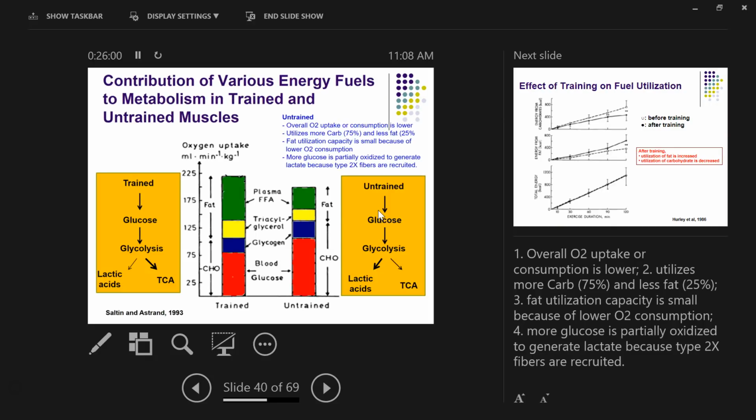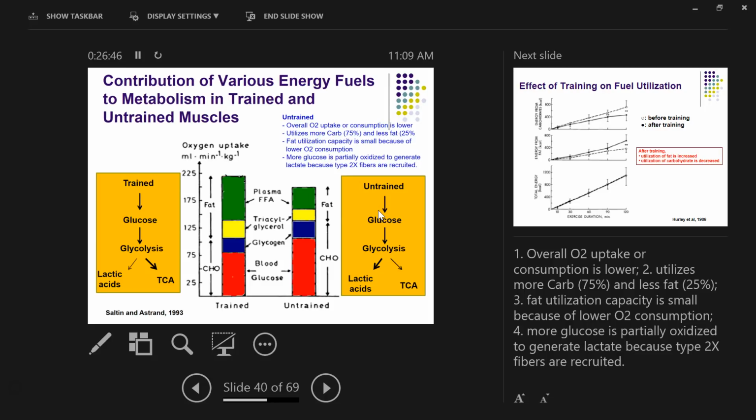So here are the experimental results, making a comparison of energy fuel utilization between trained and untrained runners, right? If you look at the middle diagram, let's look at the untrained runners on the right side. You can see they utilize more carbohydrate, about 70% of the energy from carbohydrate, and only 25% of the energy from fat.